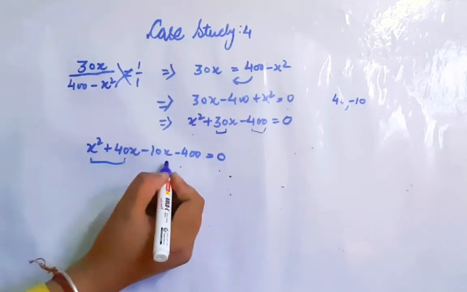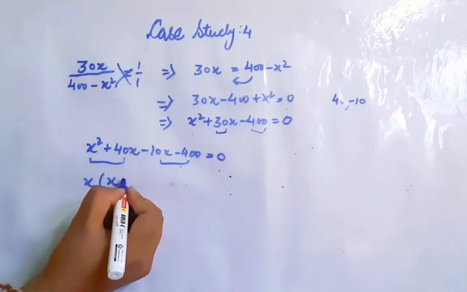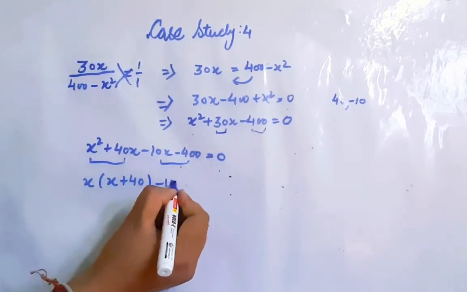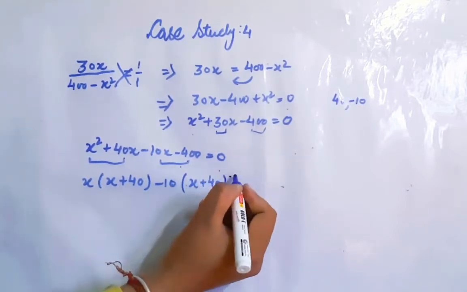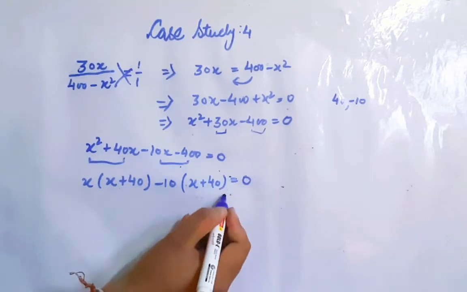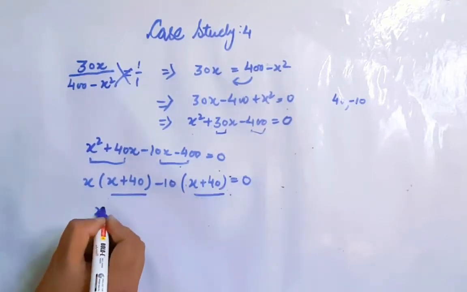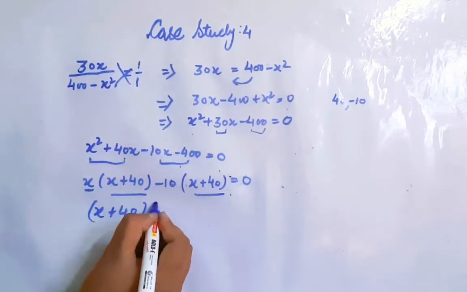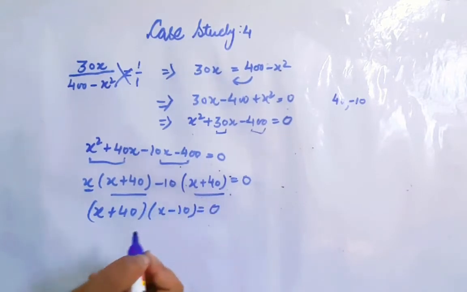So make pairs. x is common in the first pair; inside we have x plus 40. Then minus 10 is common in the second pair; inside we have x plus 40, equal to 0. x plus 40 is common. Take x plus 40 common; inside we have x and here minus 10, equal to 0.